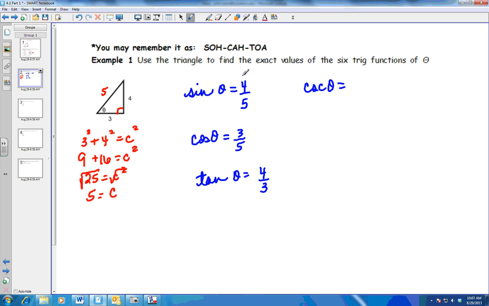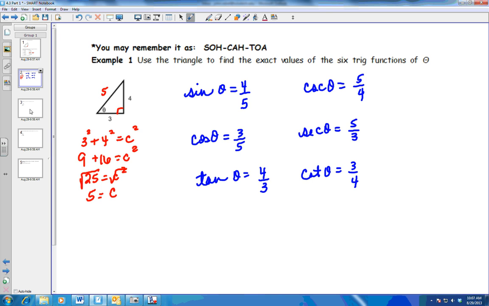Cosecant is the reciprocal of sine, so I'm just going to use the reciprocal, 5 over 4. Secant is the reciprocal of cosine, so that has to be 5 over 3. Cotangent is the reciprocal of tangent, so that's going to be 3 over 4. And I'm done with that one.